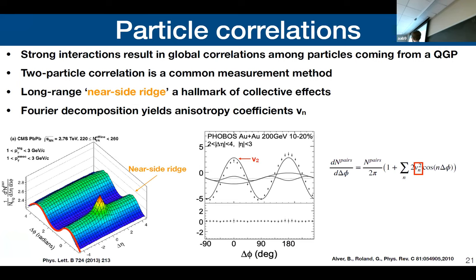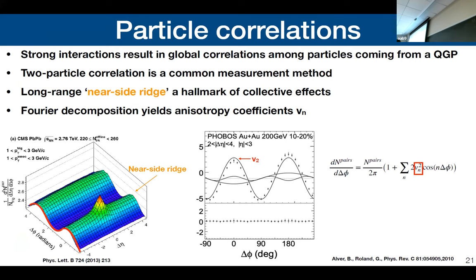So the way we measure this anisotropy is to use a technique known as two-particle correlations, right? These global correlations can be measured essentially using a plot shown on the left, where you basically ask, given the location of one particle, where's the probability of finding another particle in the event?